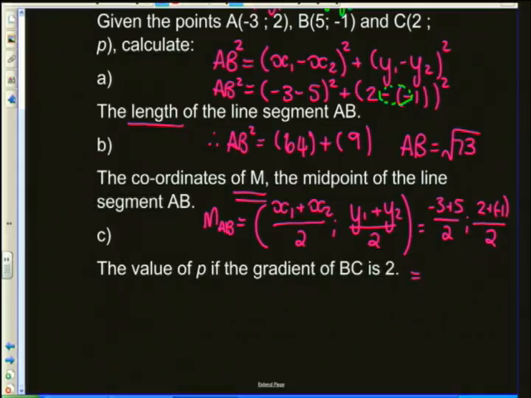So therefore, that's going to give me negative 3 plus 5, that's 2 over 2, which is 1. And I've got 2 minus 1, which is 1 over 2, so therefore a half. So there's the midpoint. The halfway mark between point A and point B was 1.5. Well, x coordinate is 1, y coordinate's a half.